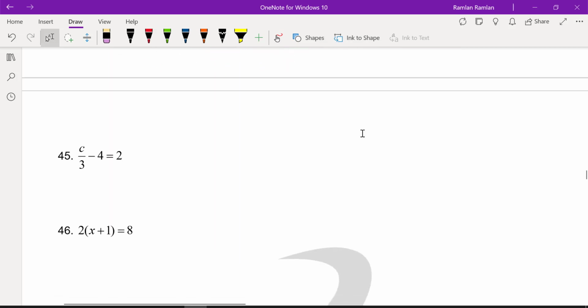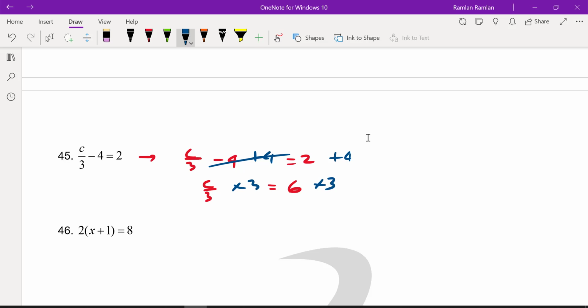Okay. Number 45, the same thing. So get rid of the minus 4, and it'll be c over 3 minus 4 equals, add both sides by 4, and you can cancel this. You get c over 3 over here, and it'll be equal to 6, and then multiply everything by 3. You can cancel this 3, and then you get c equals 18.